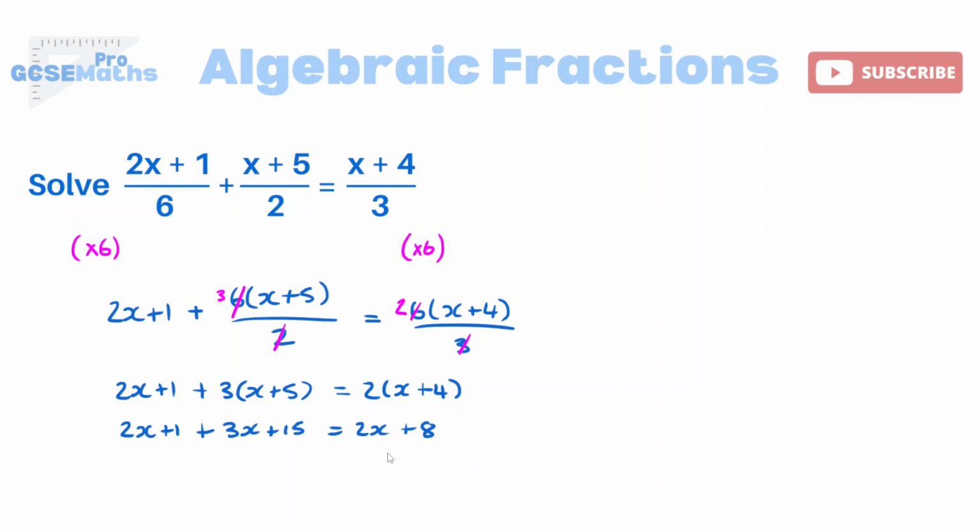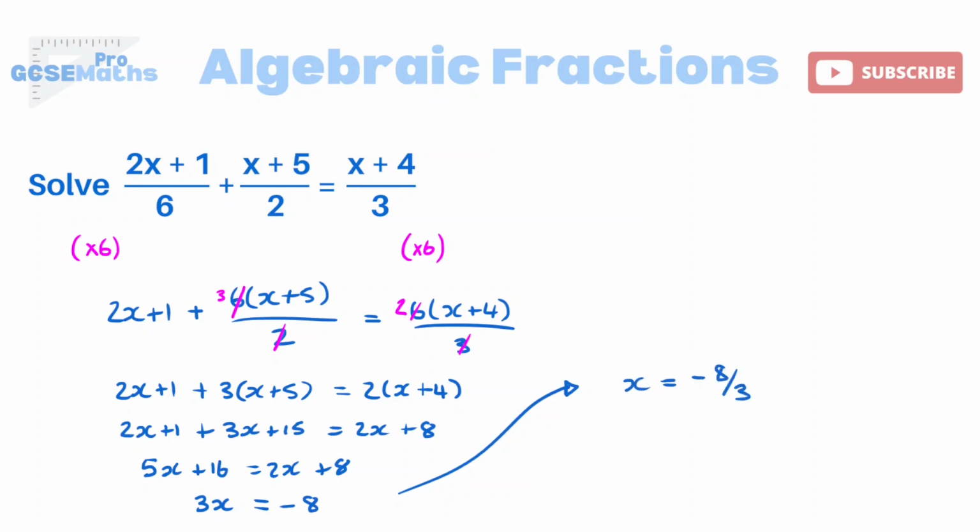I want to bring all the x's together, so we've got 5x plus 16 equals 2x plus 8. I'm going to move the smaller number to the left so that I have a positive amount of x's. So I'm going to take away 2x, so I get 3x. And at the same time, I'm going to subtract 16. So 8 take away 16 is minus 8. And finally, bring it over here. We obviously then divide by 3, don't we? So we get x equals minus 8 over 3.